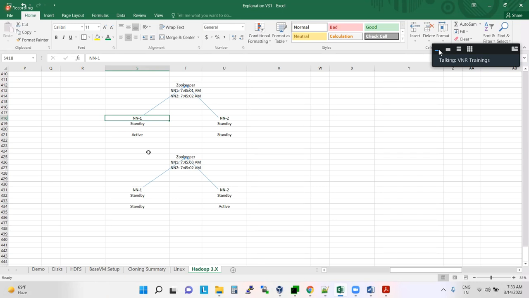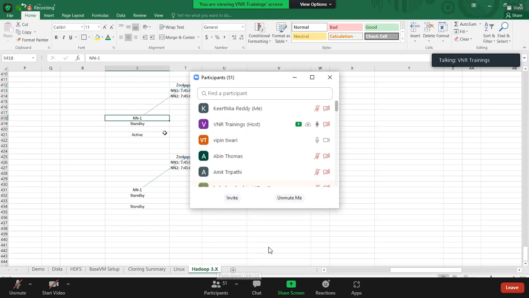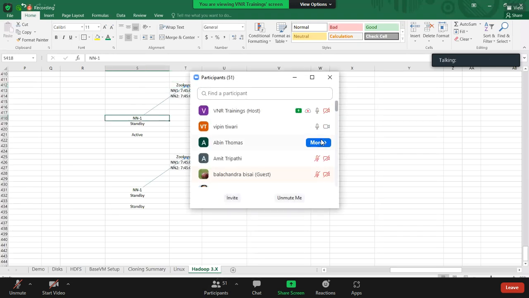See, without Zookeeper also name node was able to run. Yes or no? In Hadoop 1.x architecture or in the initial 2.x architecture, name node was working without Zookeeper. Correct or not? Yes, sir. So it means name node 1 is not a dependent software; Zookeeper is a dependent service. Zookeeper is a supporting service for name node 1. Correct or not?